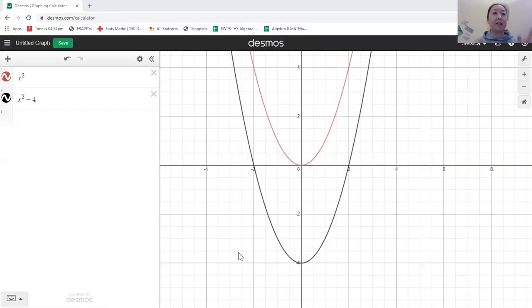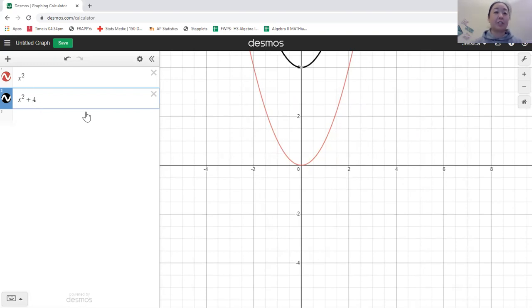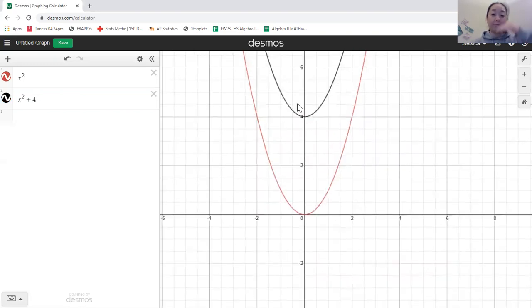So if you notice on here, I just pulled up Desmos really quick, and the red is the original. So this is the parent function, right? X squared, and this is x squared -4. And notice it does shift down 4, like what we said. And if we change that, instead of -4, +4, what do you think will happen? And look, it's changed to +4 and it goes up 4, right?